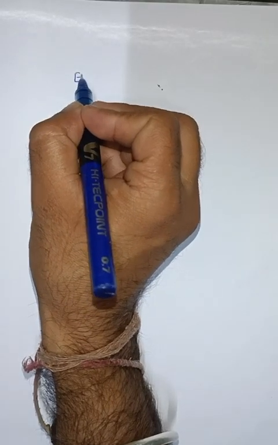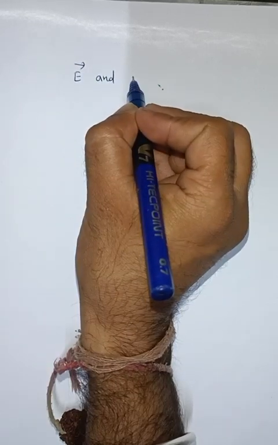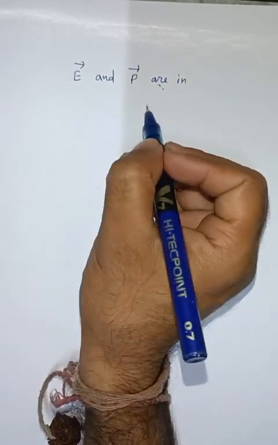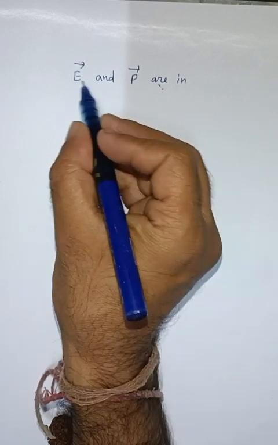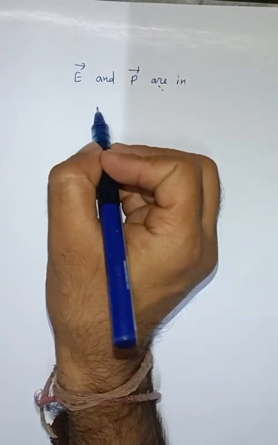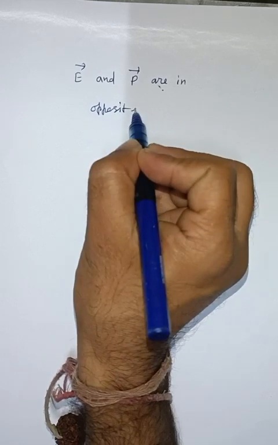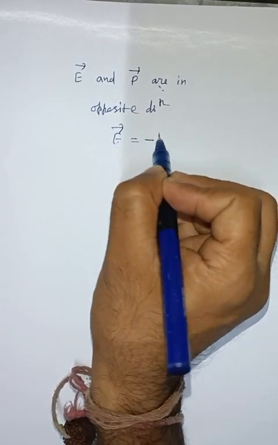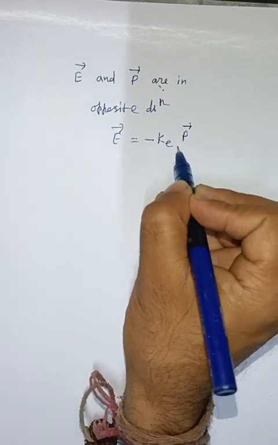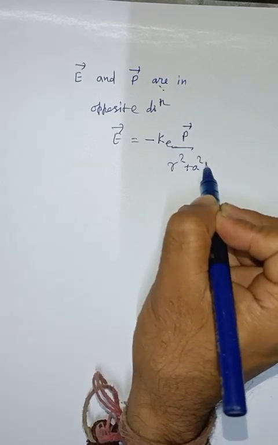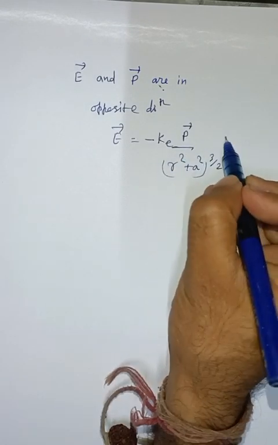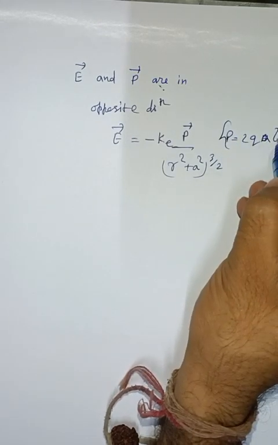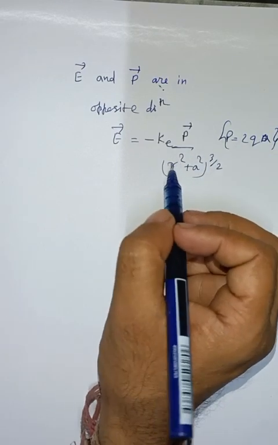Since vector E and vector P are in opposite direction, as we have already shown in that figure, we can write vector E equal to minus KE vector P upon r square plus a square to the power 3 by 2, where P is equal to 2qa, that is called the dipole moment. The direction of dipole moment is opposite to the direction of electric field.